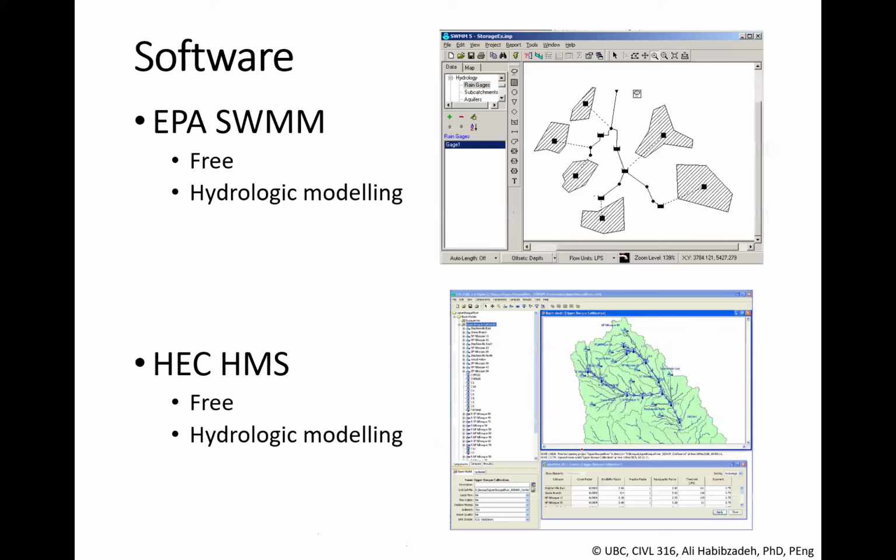And also in terms of catchment and rainfall runoff process simulations and modeling, there are other software like EPA SWMM and HEC HMS. Both of them are free and available, and they actually do this type of calculations for us. So if anybody's interested, we're not going to do that in our course, but if anybody is interested, you can look up and start using them, and hopefully that will be helpful to you at some point.